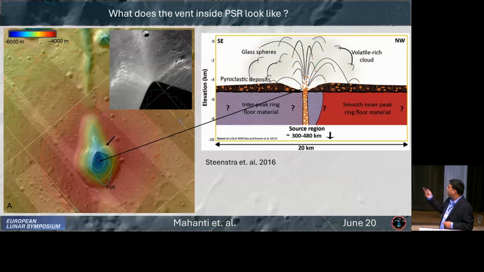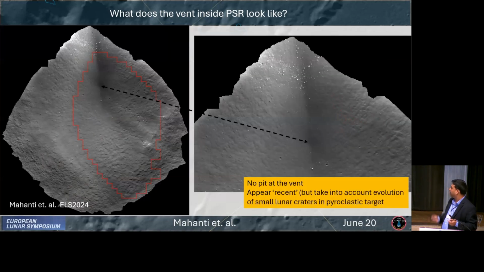Okay, so now let's look inside the PSR. What does the vent actually look like? That's what we have not seen ever since the NAC images came out. That's what it looks like. As you can see, it's a typical volcanic formation. The inside is smooth. You don't see any long fissure. You don't see any true circular vent. We don't see any kind of caldera formation, like a slumping.